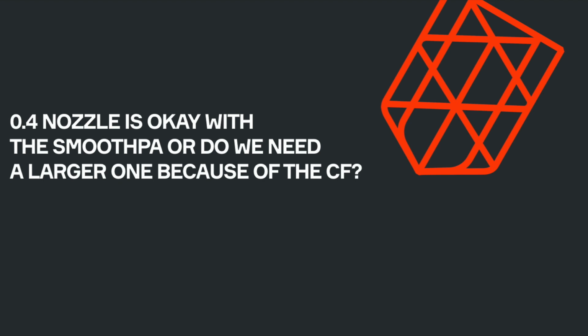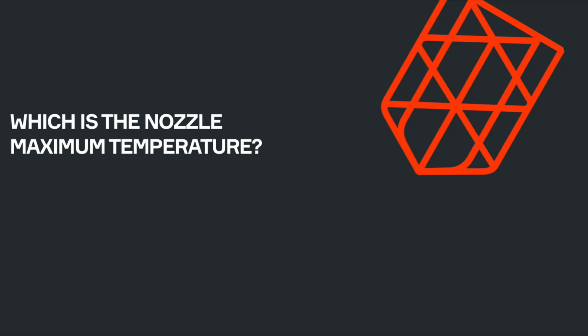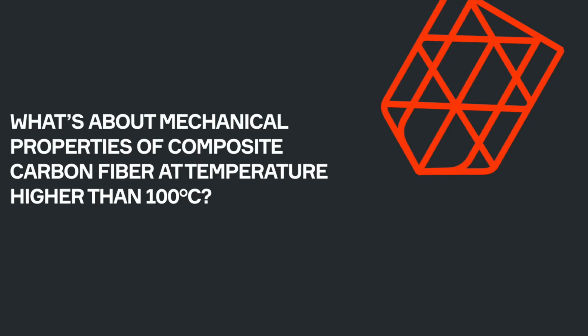Is a 0.4 nozzle okay with the smooth PA, or do we need a larger one because of the CAF? No, the 0.4 is okay. So actually the smooth PA is working with 0.4, which is the nozzle. Maximum temperature: at the current systems, the maximum temperature is 300 degrees. What about the mechanical properties of the composite carbon fiber at temperatures higher than 100 degrees?